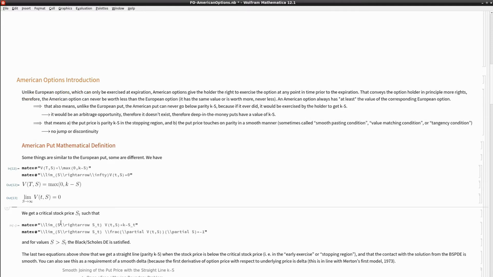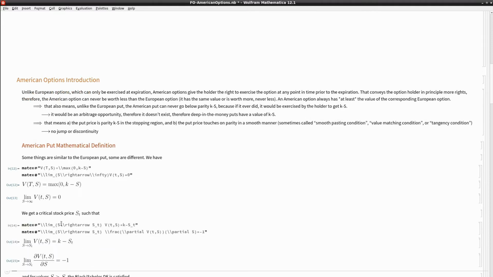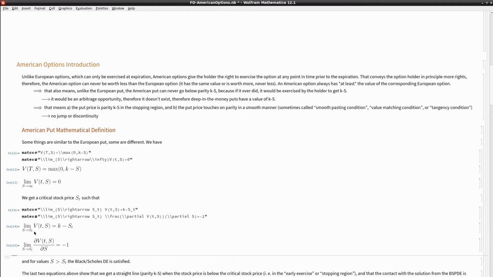But this means that we get a critical stock price S_t, that is k minus S_t, k minus the critical stock price, when the stock price moves towards S_t. Okay, so this is the boundary point between the early exercise region and the continuation region, and the derivative is here -1. It has to be -1 to the left of it, where we have k minus s, and the derivative of k minus s with respect to s is of course -1.